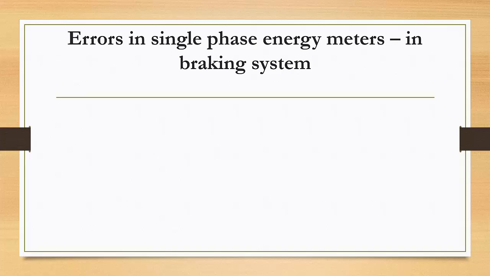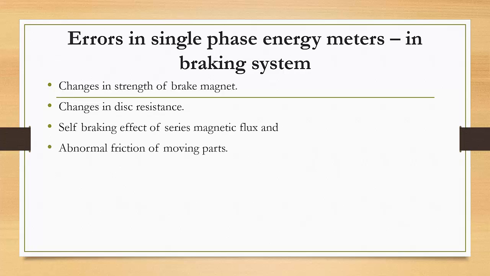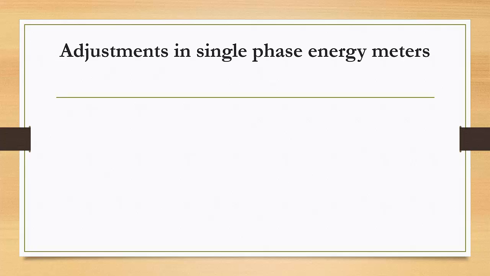And apart from that, we have errors in the braking system also. Changes in strength of the brake system cause error in the braking system. Changes in disc resistance cause error in the braking system, and changes in series magnetic flux cause errors in the braking system, and because of abnormal friction in the moving parts, it causes errors in the braking system. So these are different types of errors present in a single phase energy meter in the driving system and also in the braking system. So next is how we can calibrate the errors produced in this energy meter.